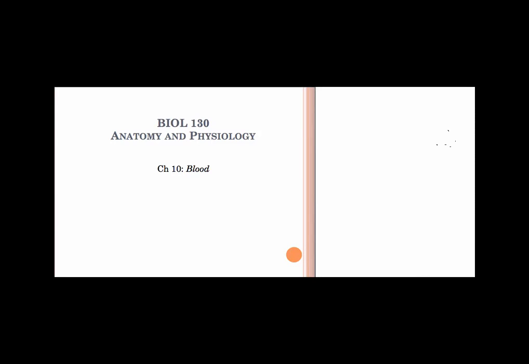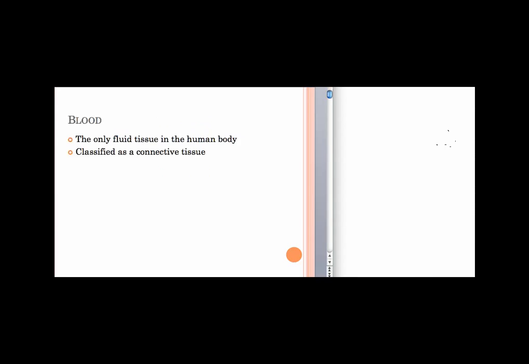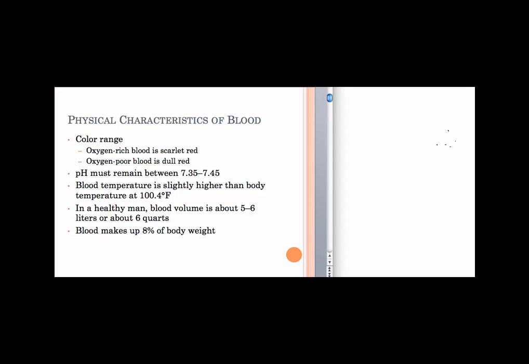Hi guys, this week we're going to talk about blood, chapter 10. And as a reminder, blood is the only fluid tissue in the human body. It's a connective tissue, meaning it's composed of two or more of the same cells with the same function.